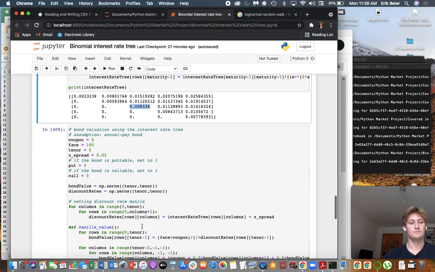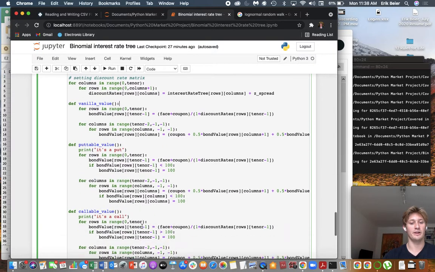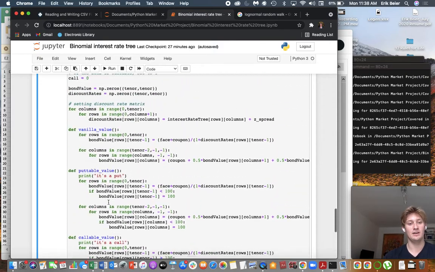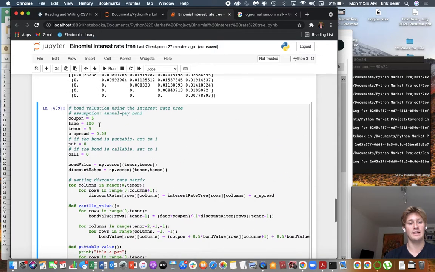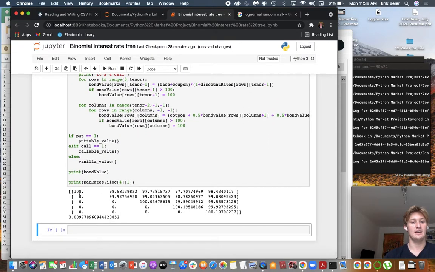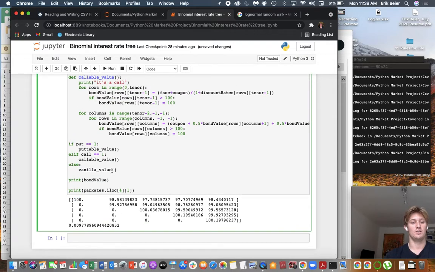But to make sure that we correctly calibrated our interest rate tree, what I'm taking here is the yield to maturity of a 5-year government bond trading at par. I'm going to plug that in as our coupon. Our tenor is 5. We're going to talk about the spread later. But if we run this, we get our par value back again, which means that we correctly valued our interest rate tree.